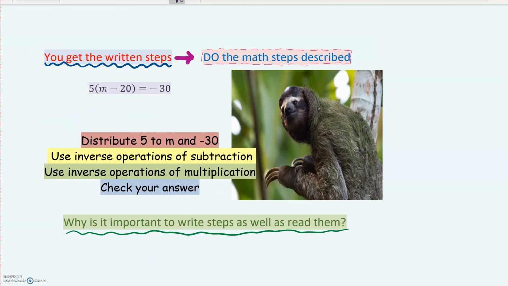This problem, I'm going to actually give you the written steps, and I would love for you to do the math described. So we have that 5 times the quantity m minus 20 equals negative 30. It tells you in the red, yellow, green, and blue exactly what you need to do to make sure that you can solve for m. And why is it important to write the steps as well as read them? I would love for you to pause the video and on your paper, do the math steps that are described and answer why you think it's important to write the steps as well as read them.